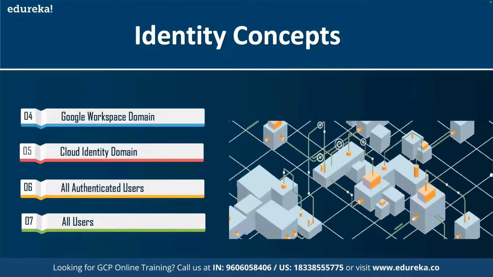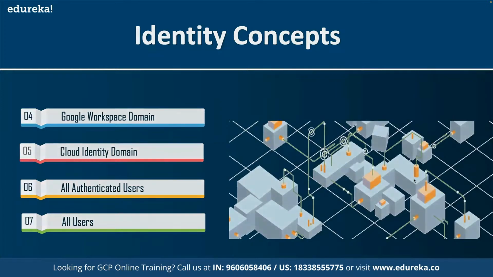Okay. Now we also have something called allUsers. The value allUsers is a special identifier which represents anyone who is on the internet, including authenticated and unauthenticated users. Okay, so these are all about the users.